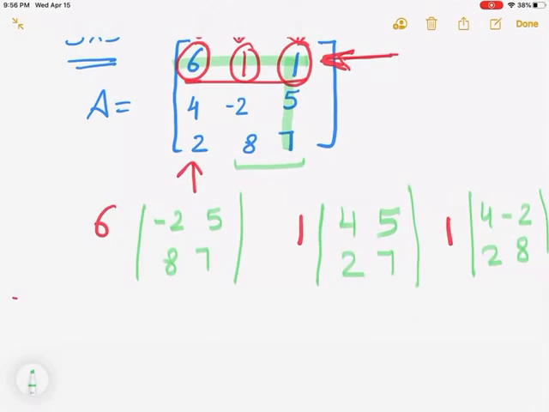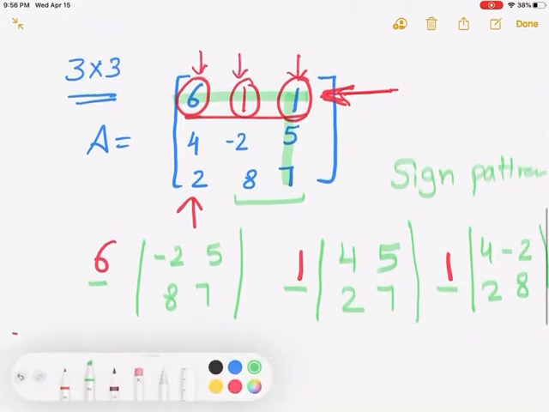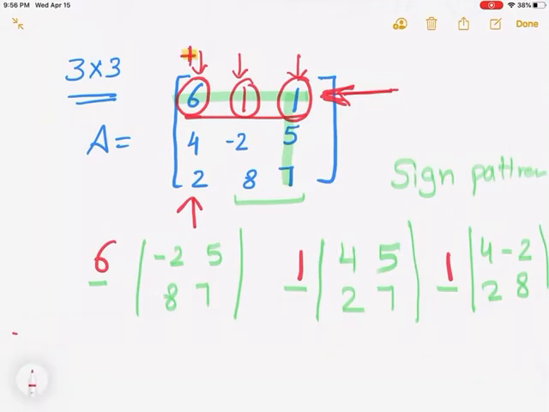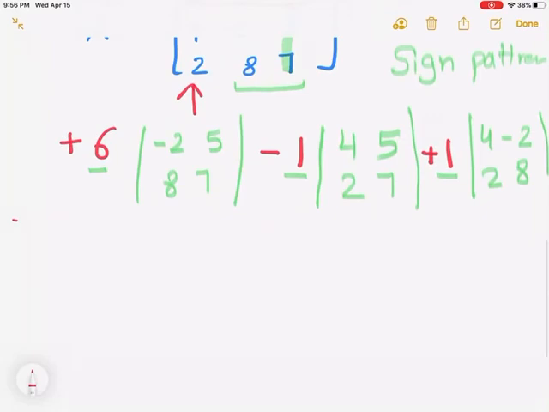Now, one more thing, you need to follow a sign pattern. When I say sign pattern, it means all of these numbers should have a sign in front. So what is the sign pattern? Please pay attention to this. You start off with plus for the first number, minus with the second, and plus for the last. So this 6 would have plus, this would have minus, and this would have plus. Now almost there. The rest is pretty much just finding the determinant of each 2 by 2 and multiplying by the number outside. So I already have 6.